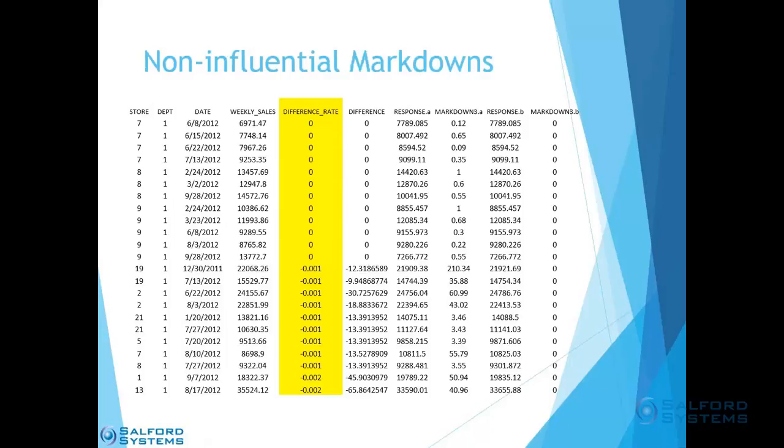Now we sorted this data set by the difference rate. So now we're looking at the bottom of the data where we have either a difference rate of 0 or actually negative, where the Markdown 3 was possibly decreasing our sales.